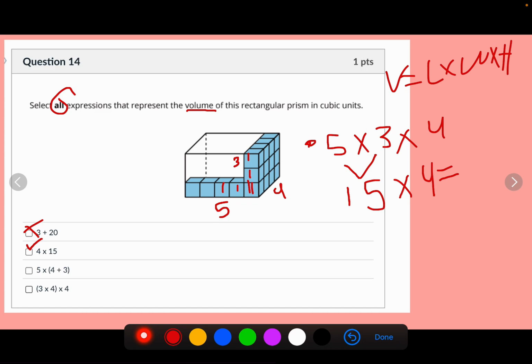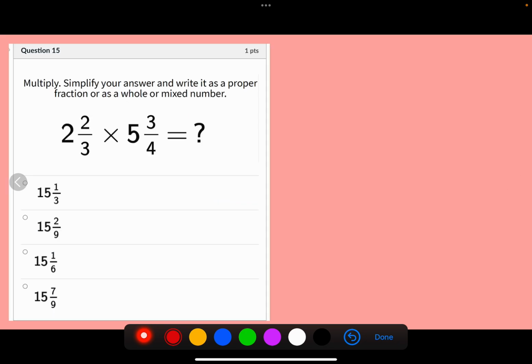We're multiplying. Okay, last question here, friends. We can do it. So, multiply, simplify your answer, and write it as a proper fraction or a whole or mixed number. Here we go.